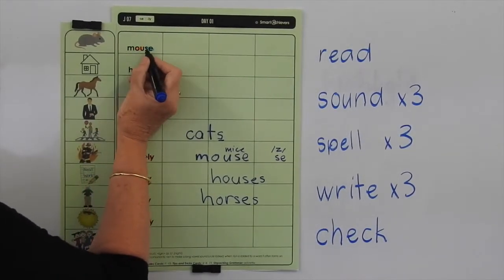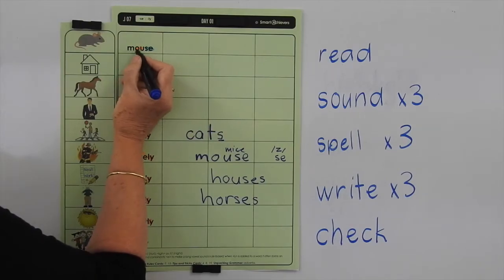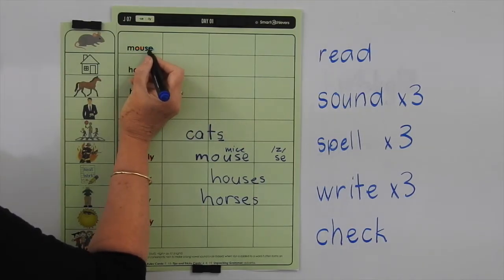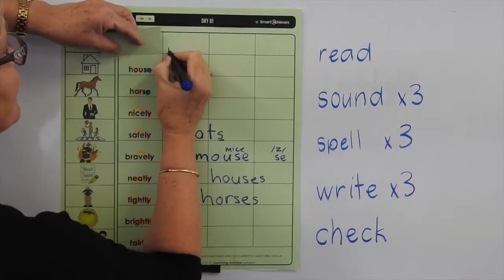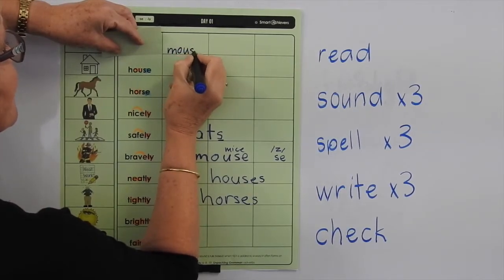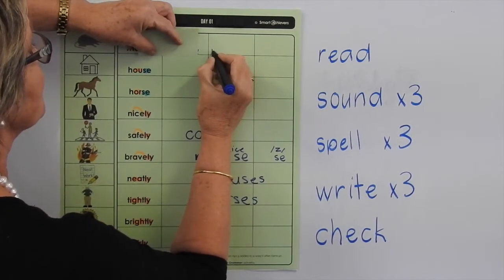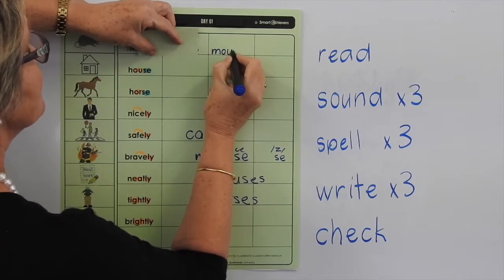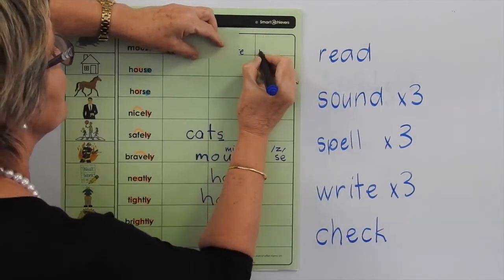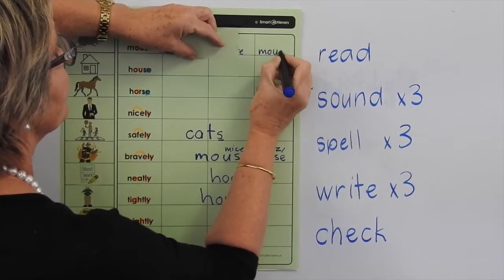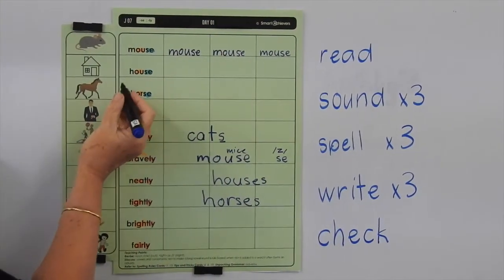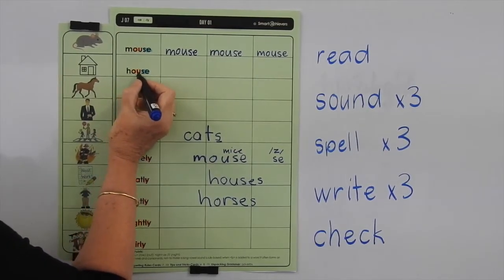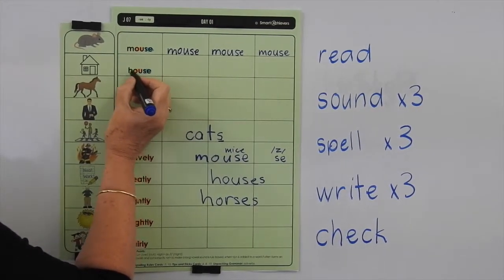So we've got mouse. M-O-U-S-E, M-O-U-S-E, M-O-U-S-E. Cover it and write it. Now, if you can add a little bit of rhythm to the letters as you spell them, it helps your brain to remember them more easily. Okay, house.